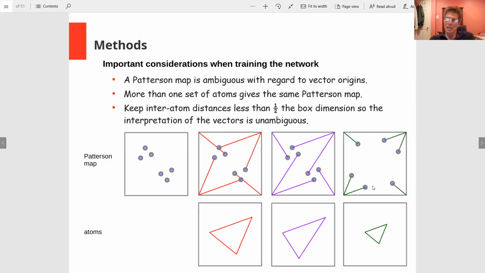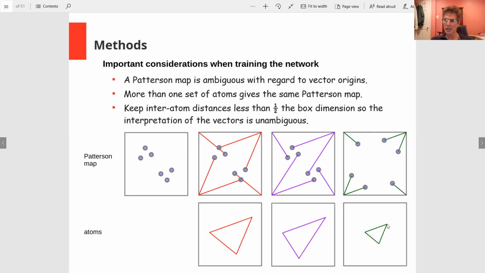But if you make it so that the vectors between the atoms are sufficiently small relative to the overall box dimension, then when you look at the Patterson map, it will be clear to which corner of the cube, which corner of the cube is the origin for a particular peak, because there will only be one distance that is sufficiently small that it can be that vector.